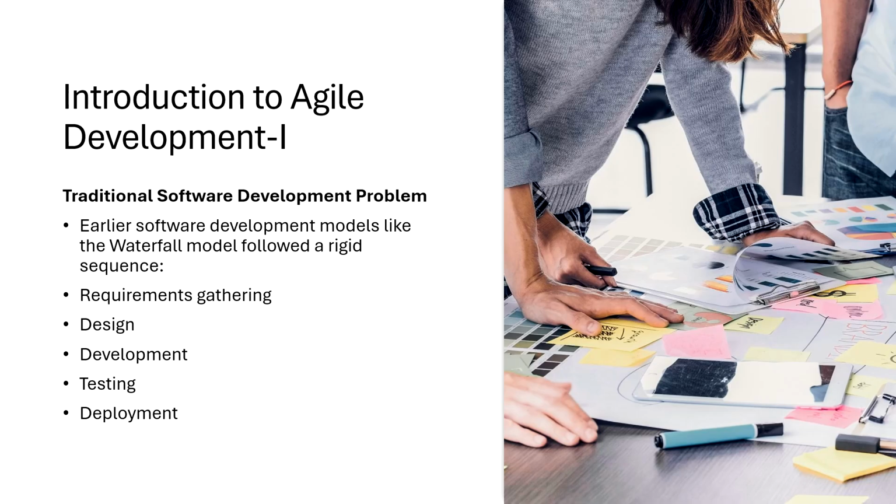Introduction to Agile Development. Before Agile, most software companies used traditional development models, जो कि हमारे पास normally predictive models हैं, such as waterfall model. Now, waterfall models or other predictive models, they follow a strict sequence, like requirements gathering followed by design, followed by development, followed by testing, and followed by deployment.